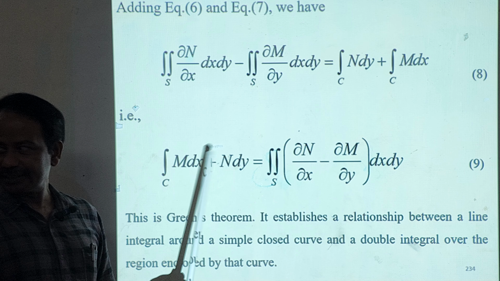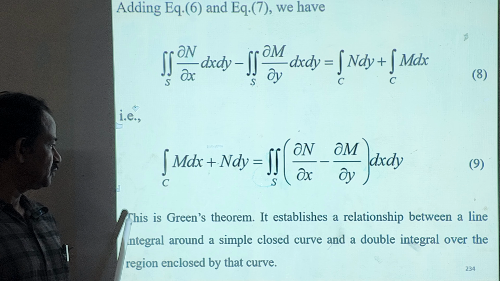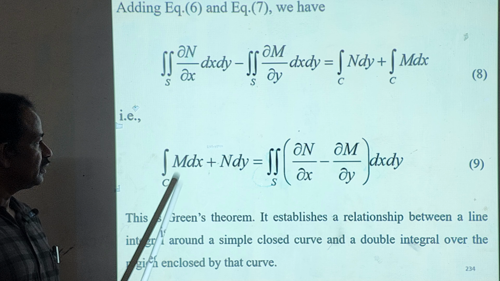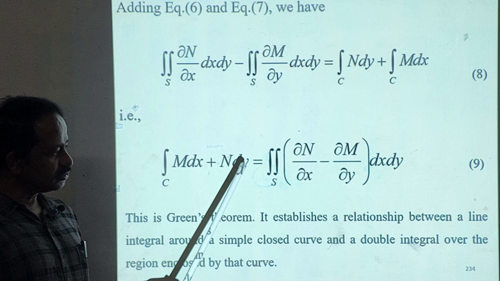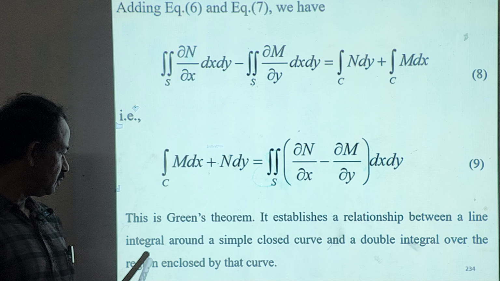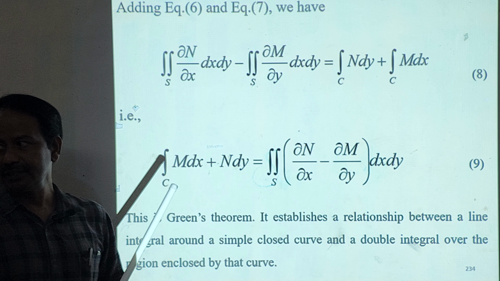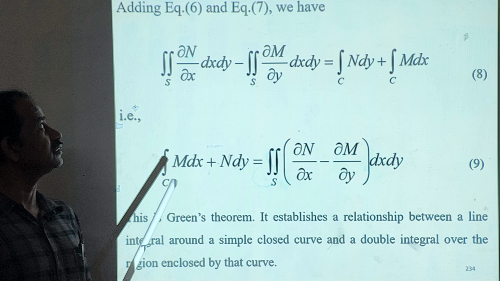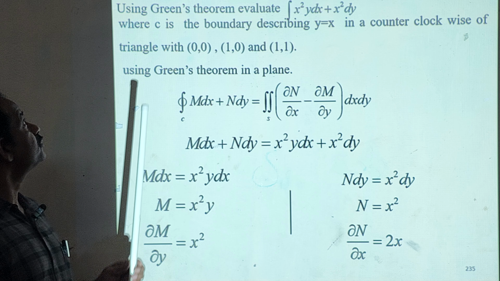So this is line integral into surface integral, which is nothing but Green's theorem. It establishes a relationship between the line integral around a simple closed curve and a double integral over the region enclosed by that curve. So this is the proof of Green's theorem, which is very important as far as vector calculus is concerned. Now let us solve some problems using Green's theorem.